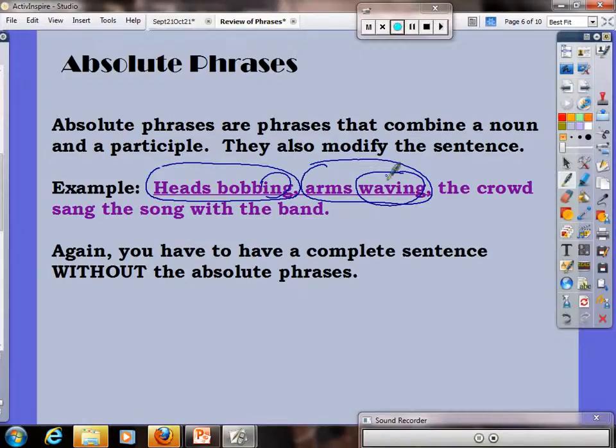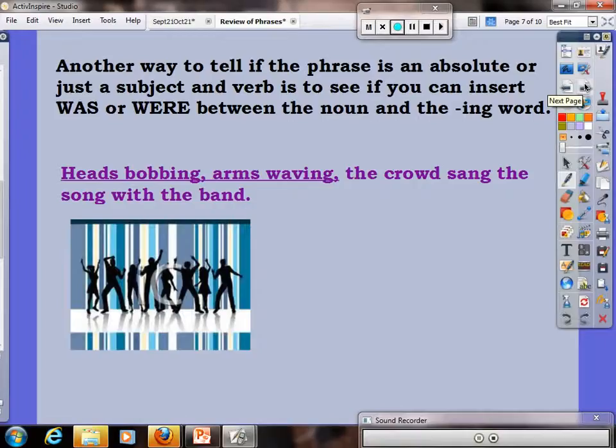And again, you have to have that complete sentence without the absolute phrases. So if I take them out, the crowd sang the song with the band makes total sense. So now I'm just adding things because adjectives modify, they describe. Those two phrases are modifying the crowd, what the crowd is doing, who they are, and so they are what we call absolute phrases.